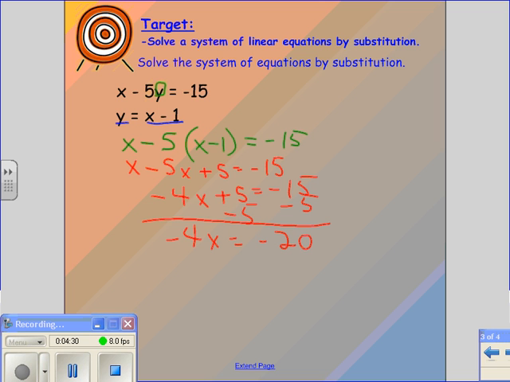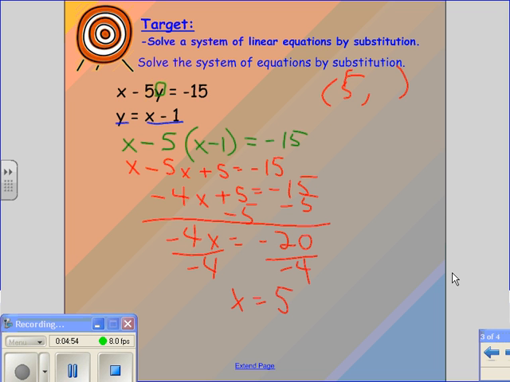X is still not by itself, so we have to divide both sides by negative 4. And x equals 5. So we have the x value of our solution. I usually go up someplace and write that in my parentheses so I don't forget what it is.